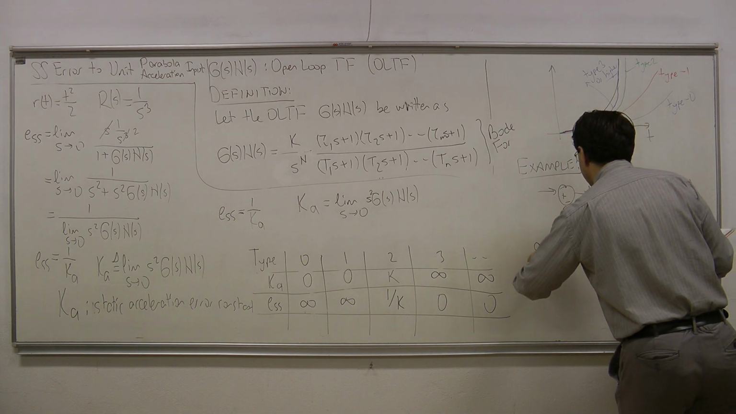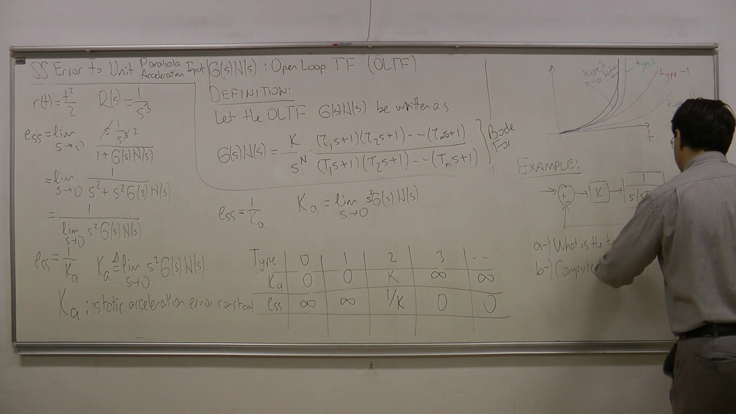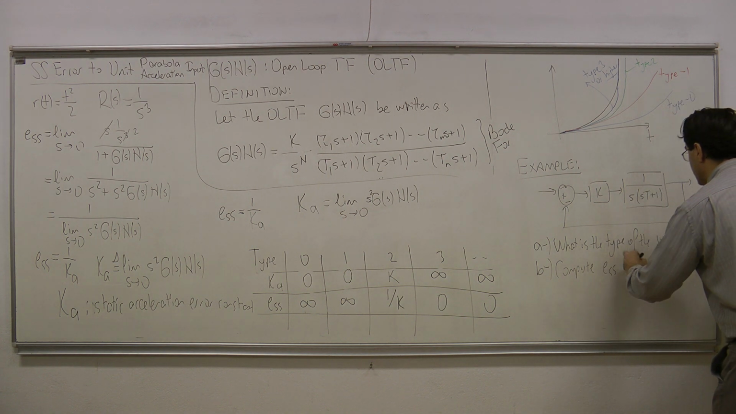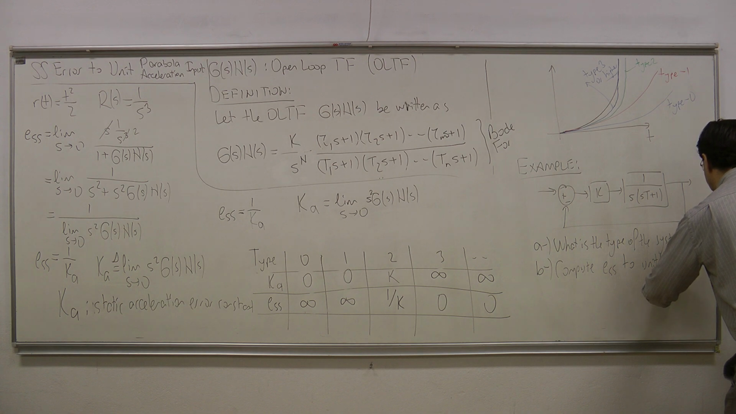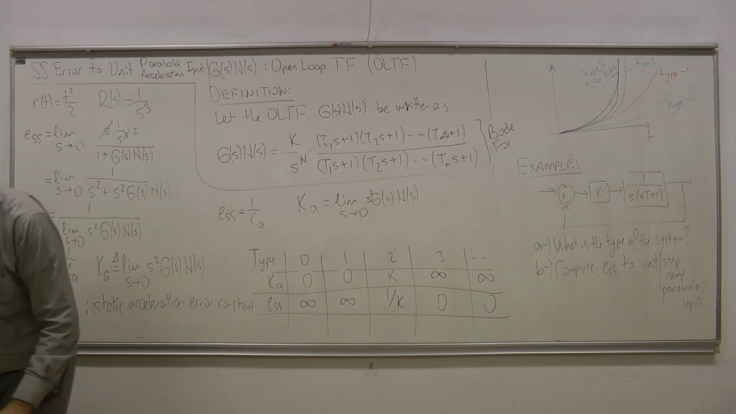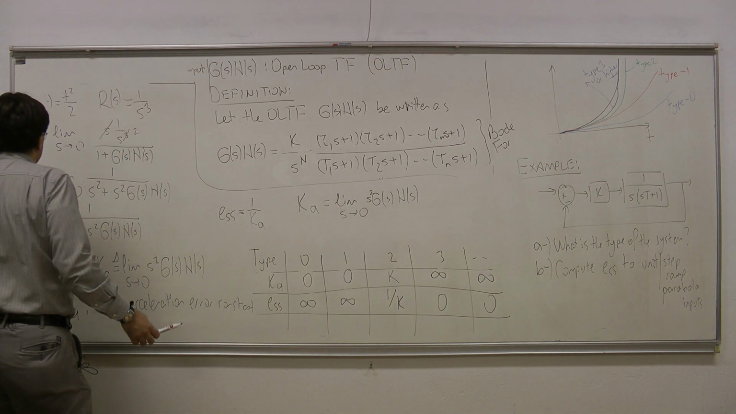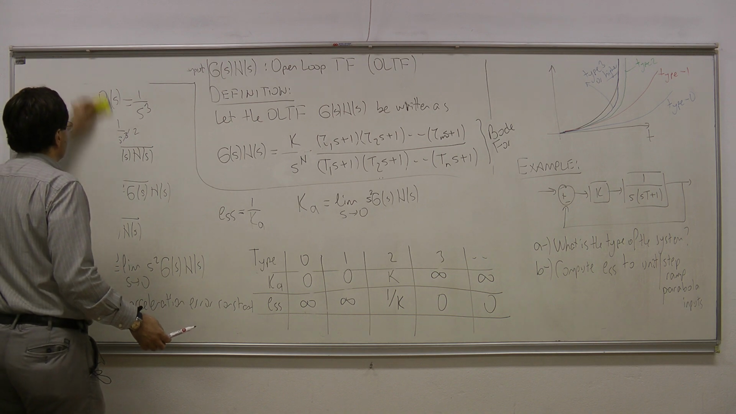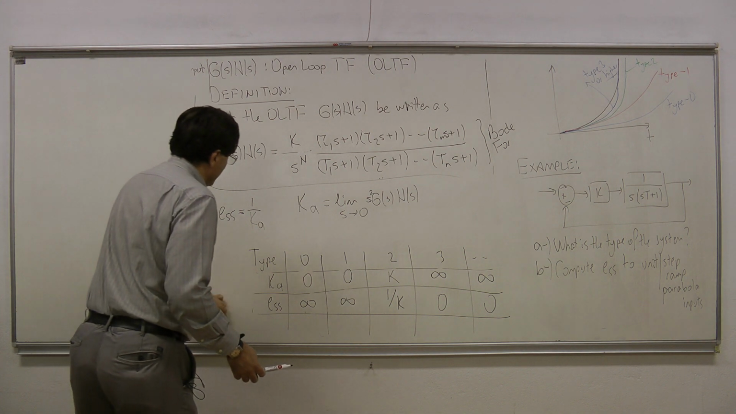And part B is compute steady state error to unit step, unit ramp, and unit parabola inputs. Okay? So I think it shouldn't take you much to solve this type of question. Okay? Now, what do you think the type of the system is?